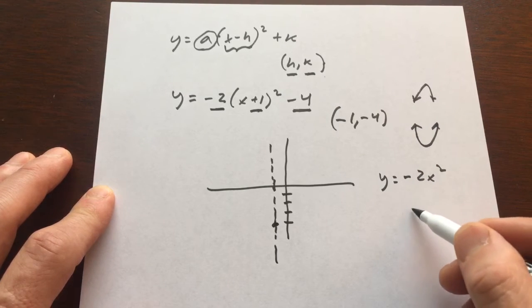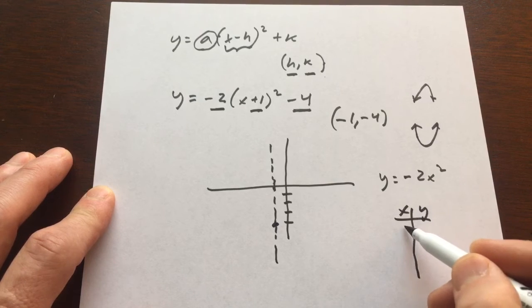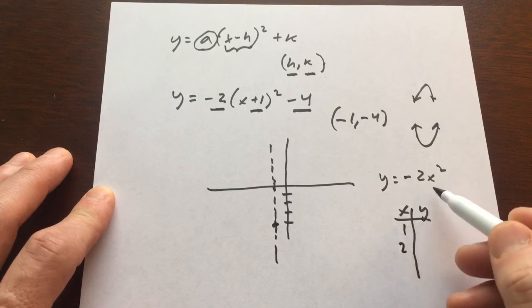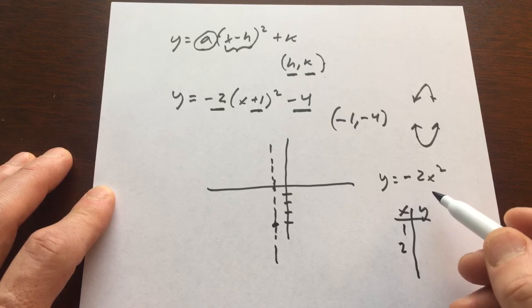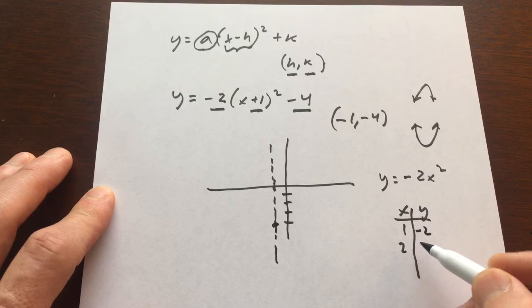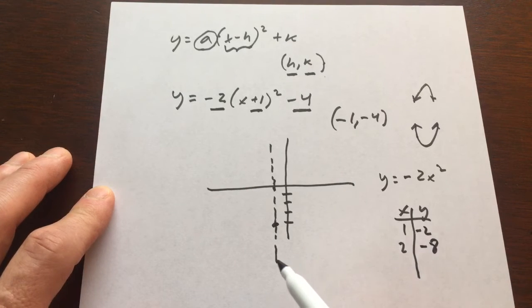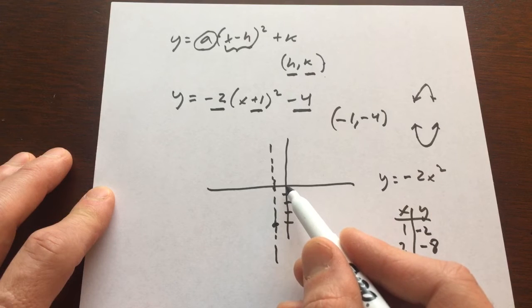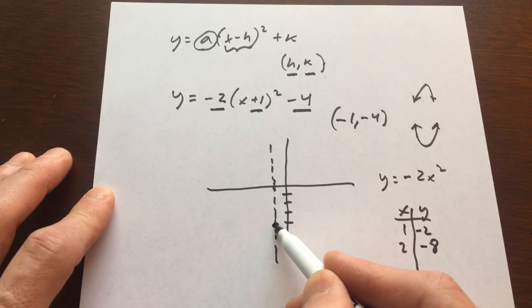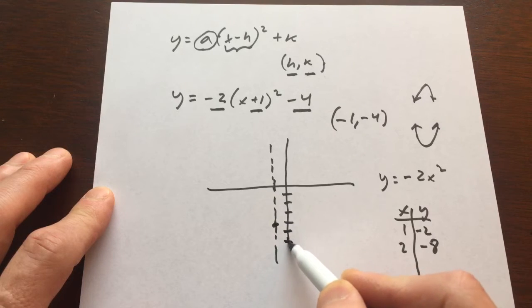So what we can do is we can make a table, an xy table like this, and we'll just pick some easy values like maybe 1 and 2. So if I put 1 in for x, I get 1 squared is 1 times negative 2 is negative 2, and then 2 squared is 4 times negative 2 is negative 8. But now here's where students go a little bit off. Instead of graphing from the origin, I'm going to graph from this vertex point right here. So I'm going to go right 1 and down 2, okay?